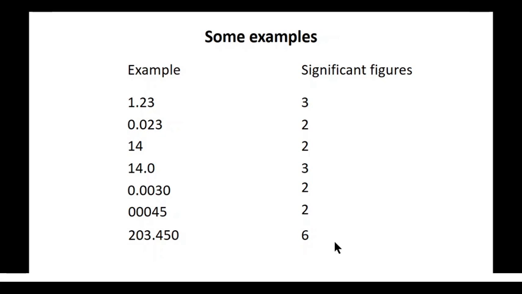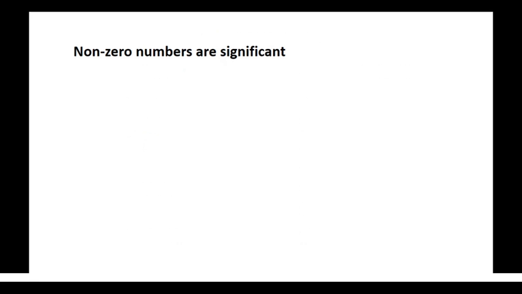So how do you find out the number of significant figures? There are rules and we are going to look at them with examples. The first rule is very simple. Non-zeros are significant. So if there are no zeros in any measurement, then it is very simple. You just have to count the numbers.